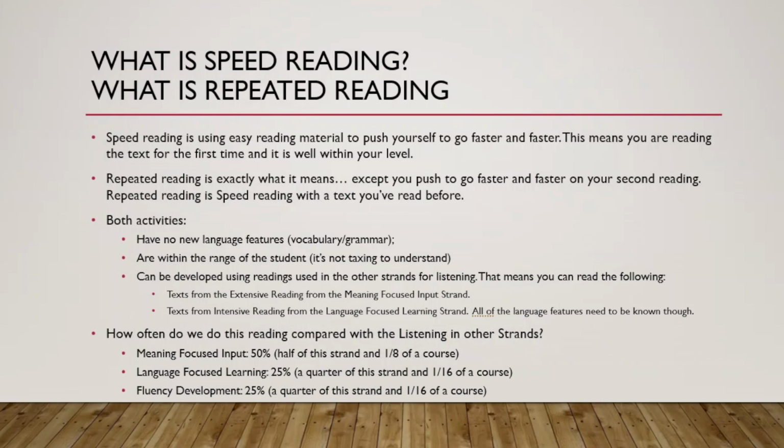Okay, so let's look at speed reading and repeated reading in more detail. With speed reading, we're using easy material, and we're pushing to go faster. So we're making ourselves read as fast as we can. With speed reading, especially if it's part of a course, there are usually comprehension questions to answer afterwards. So you need to be focused on the meaning and understanding of that text, but you're pushing to go as fast as you can, and still understand what you're reading. That's why the material needs to be really easy for your level. It can't be difficult. It needs to be well within your range.